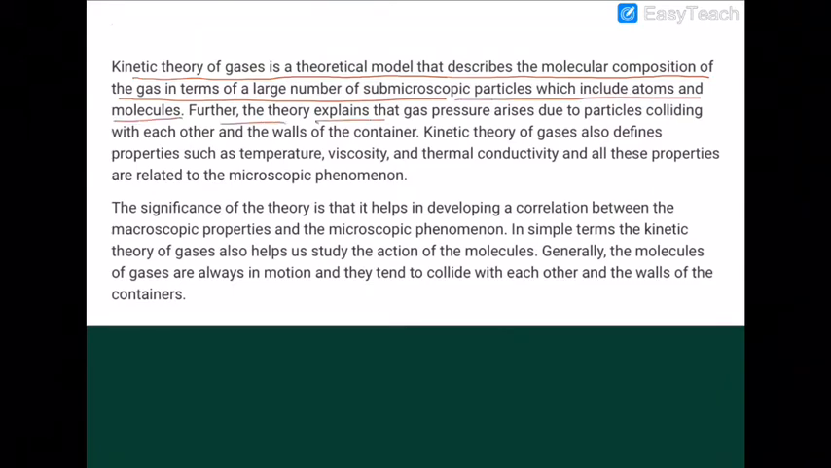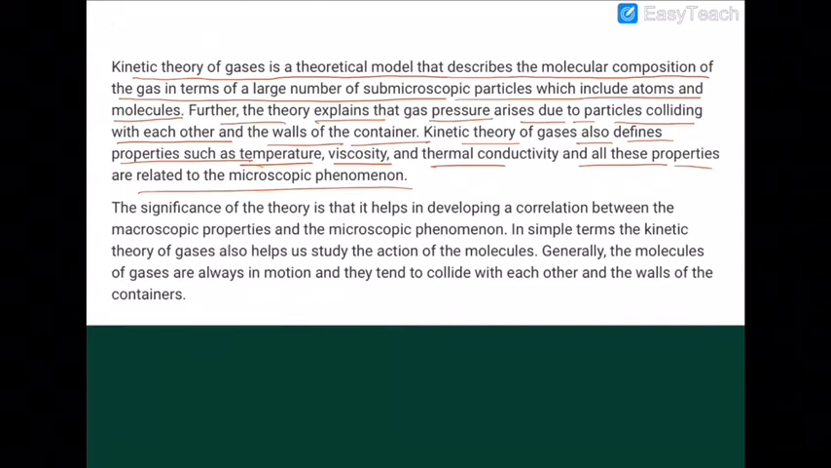Further, the theory explains that the gas pressure is due to the collision among each other and with the wall of the container. Kinetic theory of gases also defines properties such as temperature, viscosity, thermal conductivity, and all these properties are related to each other in a microscopic phenomenon. The significance of the theory is that it helps in developing a correlation between macroscopic and microscopic phenomenon.